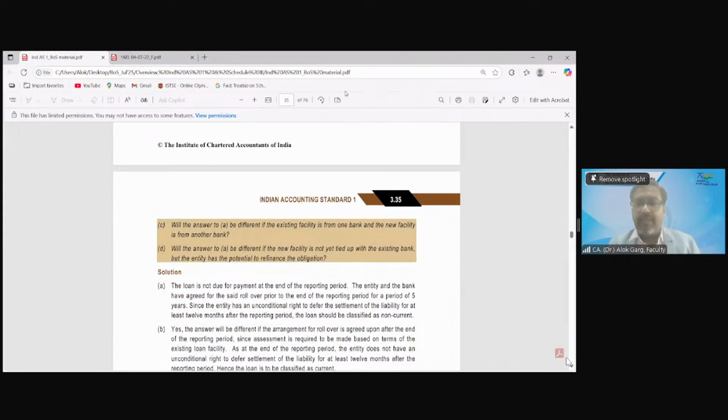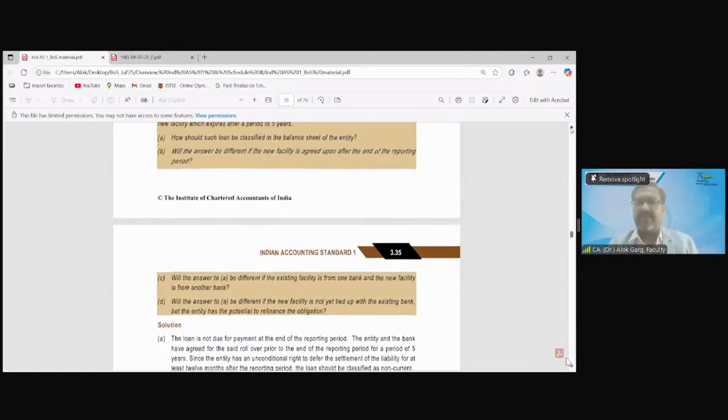Yes, sir. The loan is not due for payment at the end of the reporting period. The entity and the bank have agreed to roll over prior to the end of the reporting period for a period of 5 years. Since the entity has an unconditional right to defer the settlement of the liability for at least 12 months after the reporting period, the loan should be classified as non-current. All agree with this? You understood the concept? Yes. Second example, second question.